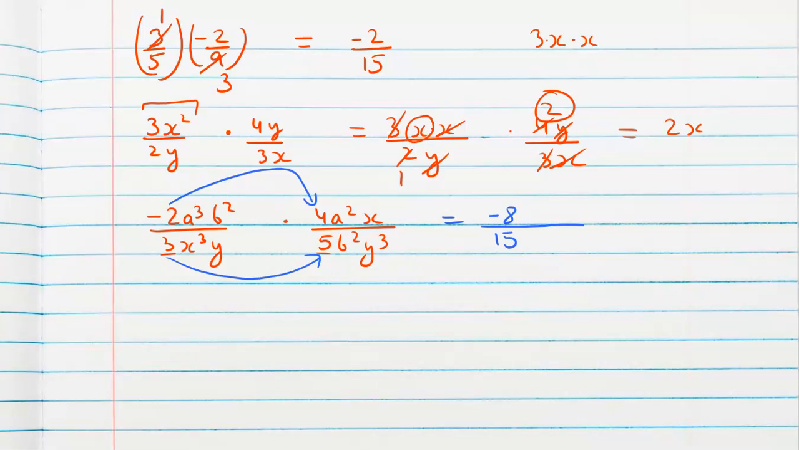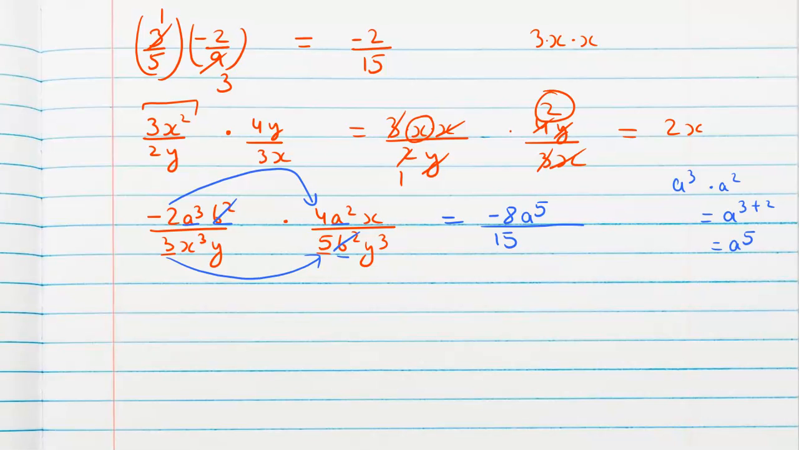Now we will take a look at, let's say, the variable a. Variable a is present in the numerator only and not in the denominator, so we will simply multiply it. A cubed times a squared is nothing but the same base, and the powers simply add up. So we have a to the power 5. Now we will take a look at b. B is in the numerator and the denominator. B squared, they both cancel out.